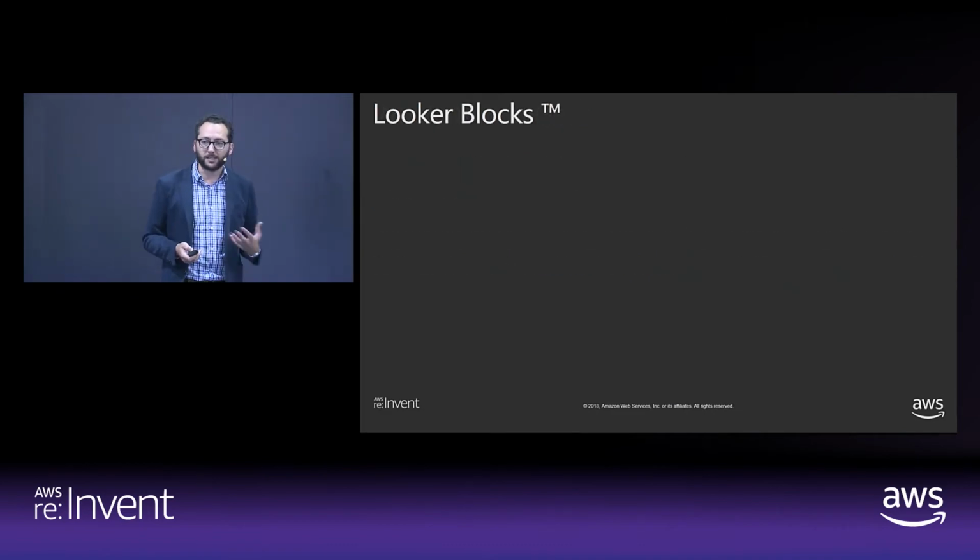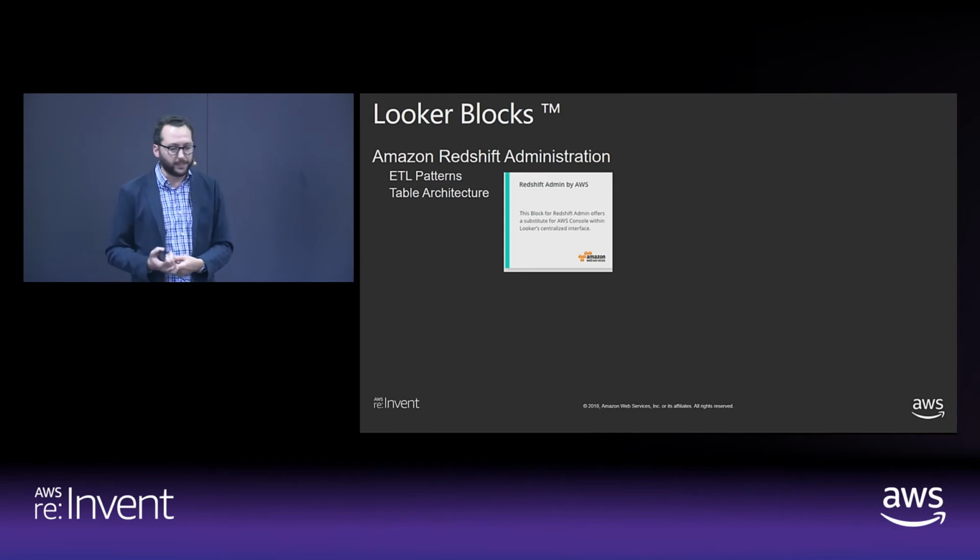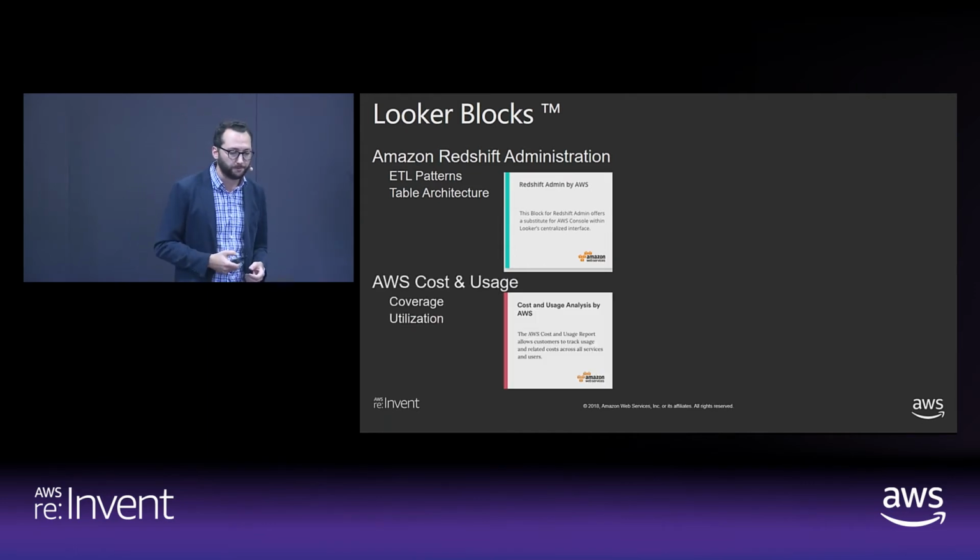So the 4 blocks that comprise the AWS optimization suite, one is all about administering Redshift. Right? So what are the ETL patterns that are pumping data into Redshift? How often are they running? How long are they taking? How are my tables architected? Right? Are they distributed well? Is there weird skew that I should know about? Maybe I want to set up an alert so that I get alerted if something skews more than X%.